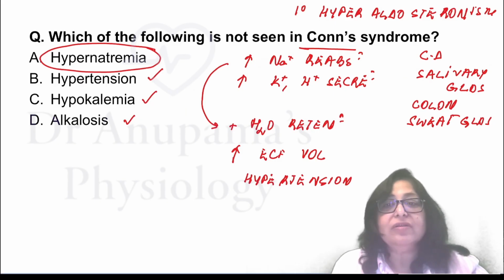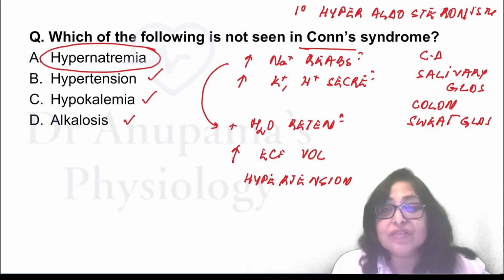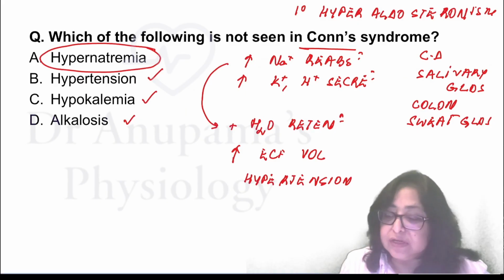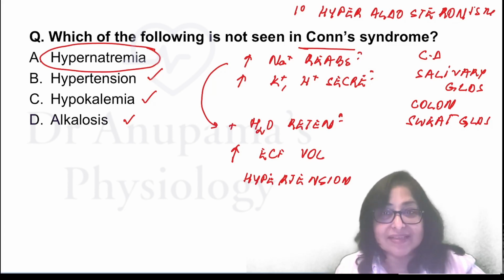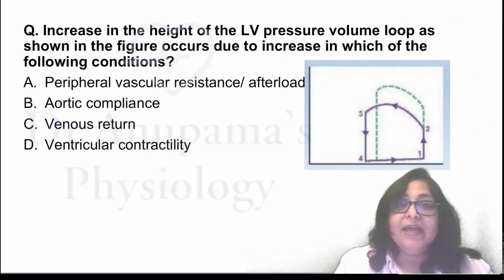Along with sodium reabsorption, there is a water retention, which sort of causes a dilutional effect, plus the effect of aldosterone escape. Whenever there is an increase in ECF volume, there is increased secretion of atrial natriuretic peptide, and that causes a natriuresis. This is the mechanism of aldosterone escape. So out of these four, what is least likely to be seen in Conn's syndrome is hypernatremia. Let's see the next question.